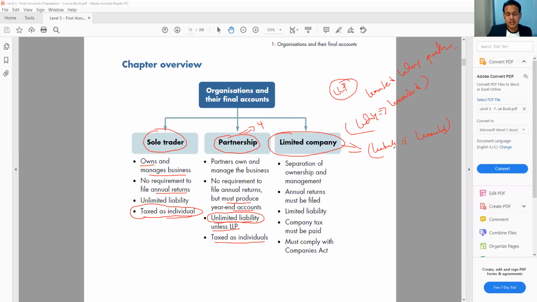Whatever they have on the business, they can take from there, but they cannot come to you and charge your personal asset. So this is the biggest advantage we have for a limited company. Then we have a condition.